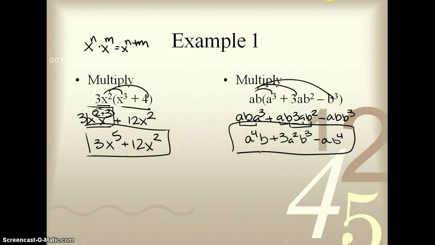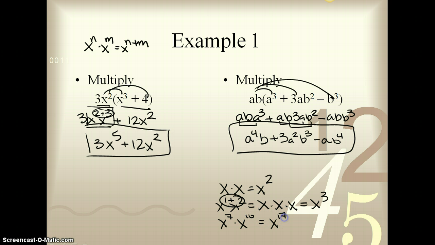The goal to multiplying two variables together is to make sure you watch out for the exponents. So x times x you already know is x squared. So x times x squared is the same thing as x times x times x, which is x cubed. So that's where the whole adding the exponents together comes into play. So x to the 7th times x to the 10th is x to the 17th.